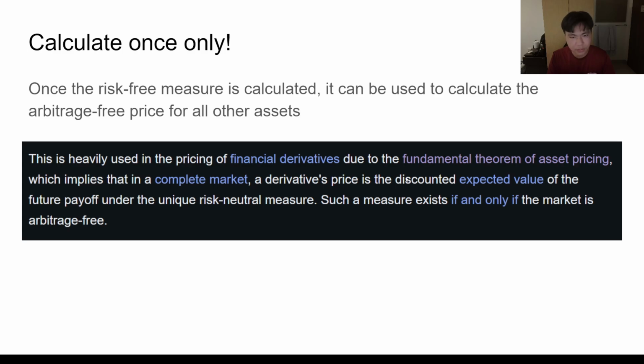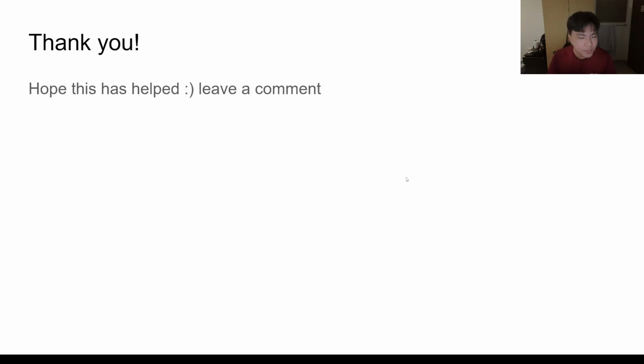And in fact, it's so deeply entrenched in the fundamental theorem of asset pricing, right? Its second theorem says that such a measure exists if and only if the market is arbitrage free. So there's a lot of financial math theory backing this. But I hope today I gave you a small glimpse of the intuition behind this risk neutral probability measure.